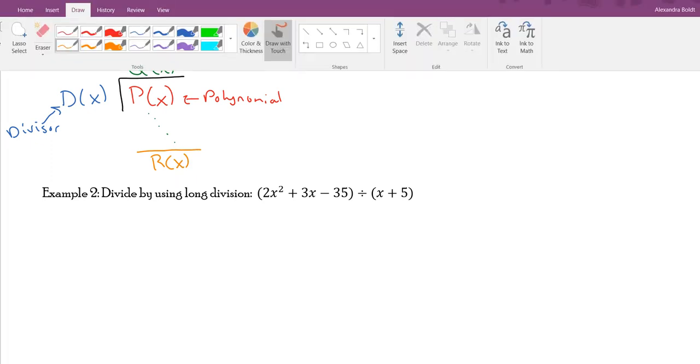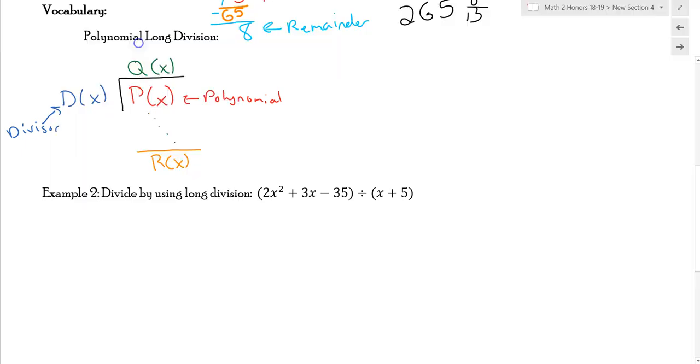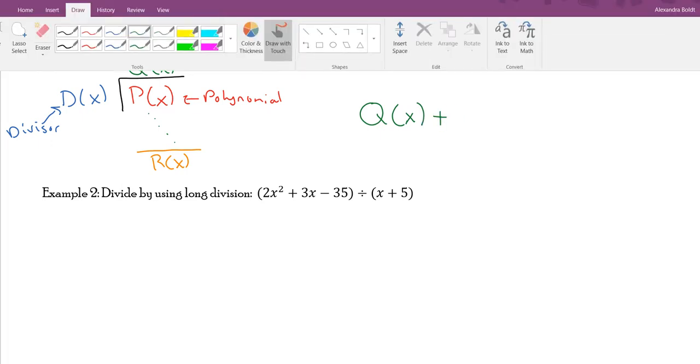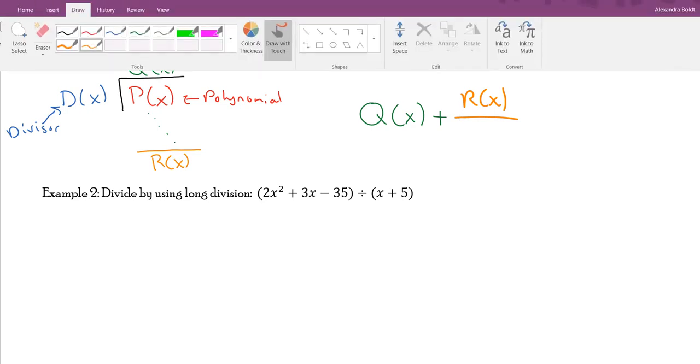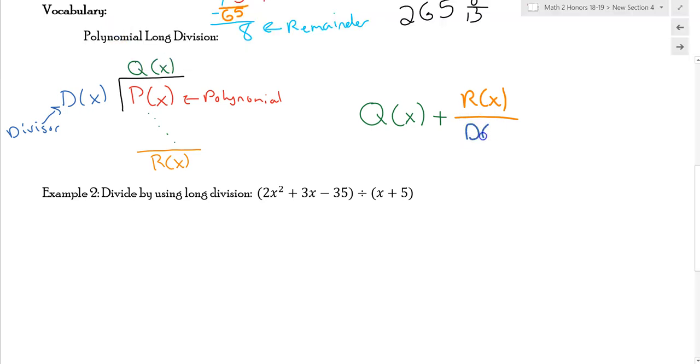Okay. And then when we get our answer, we write it as our quotient plus our remainder divided by our divisor. Okay. Just like we wrote that, right? We wrote the quotient and then we had our remainder over our divisor. So we're going to write that the same way. Okay? Alright, let's look at example 2.